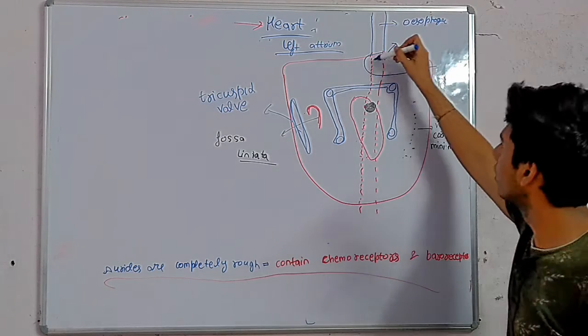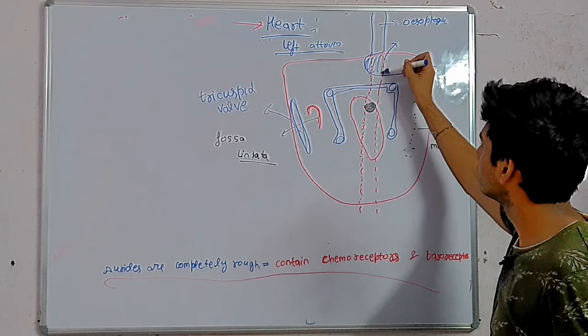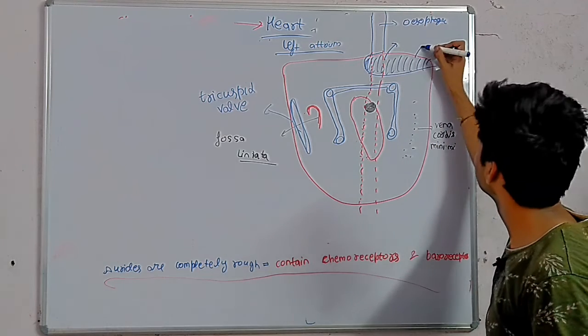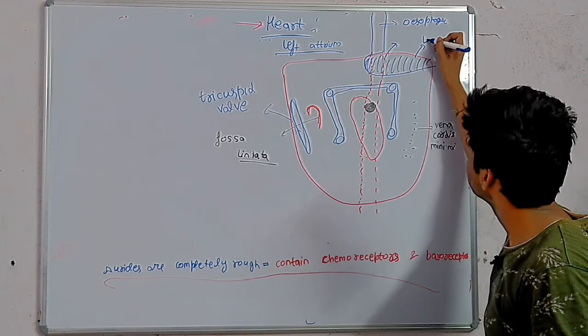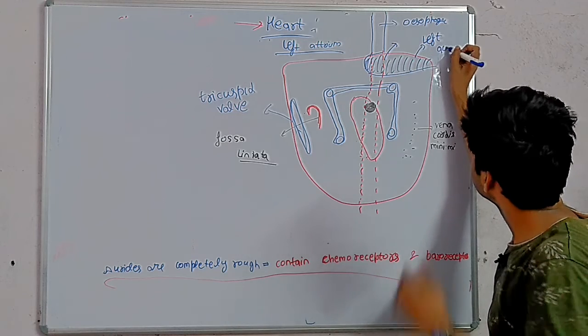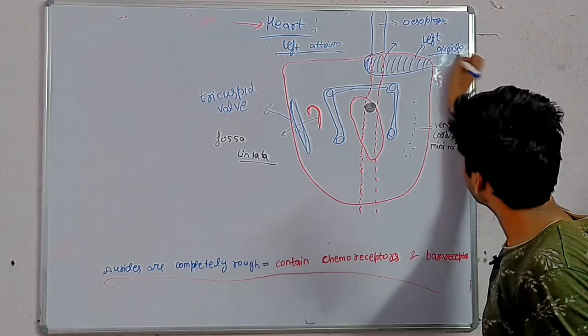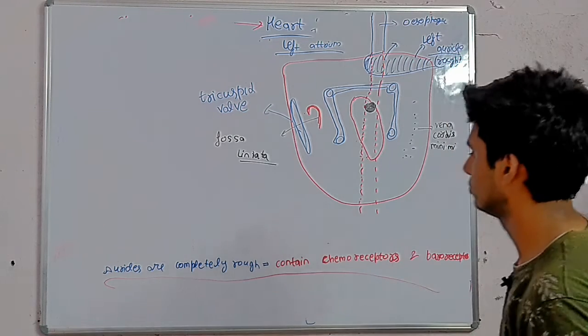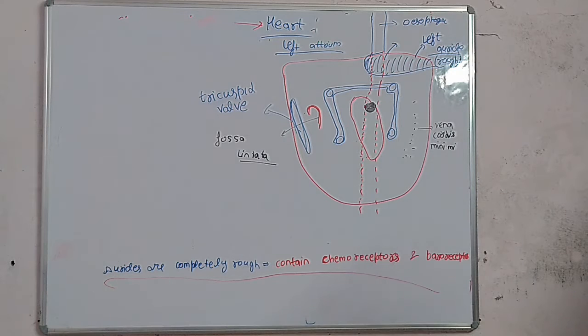Then this whole part is rough. The auricle is completely rough, and the left atrium is completely smooth. The left auricle is rough. Done. So these are the features of the left atrium.